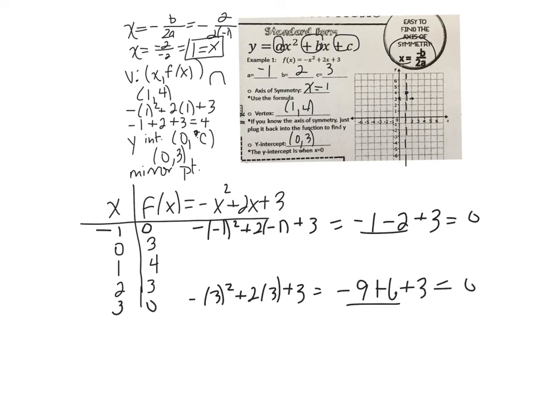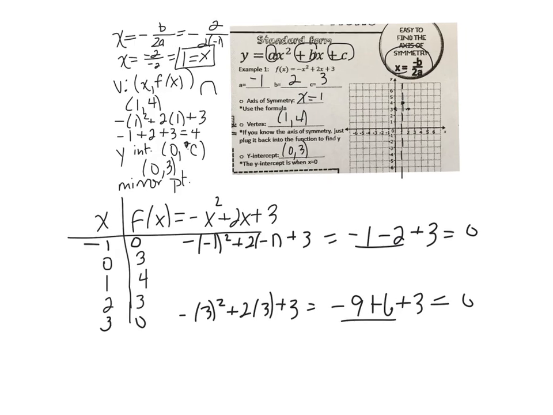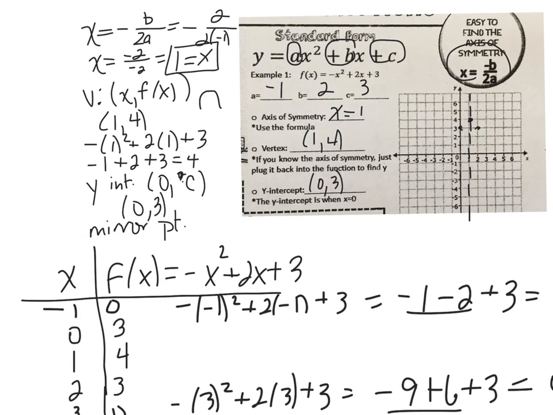And when you go plot those ordered pairs, I'm going to go over negative 1, up 0, and over 3, 0. If you'll look, you have a mirror image. You have those good, beautiful points that you can connect and have your parabola.